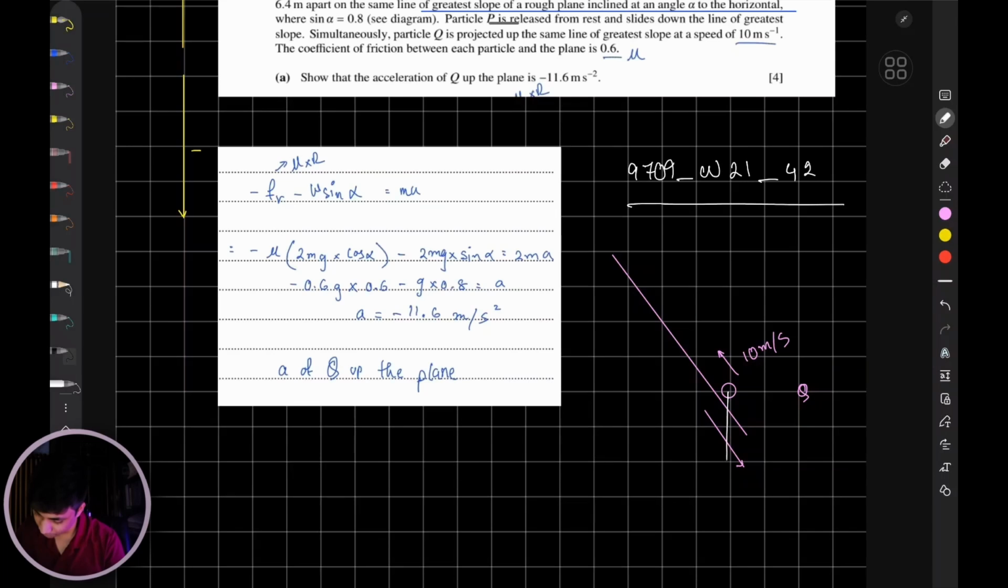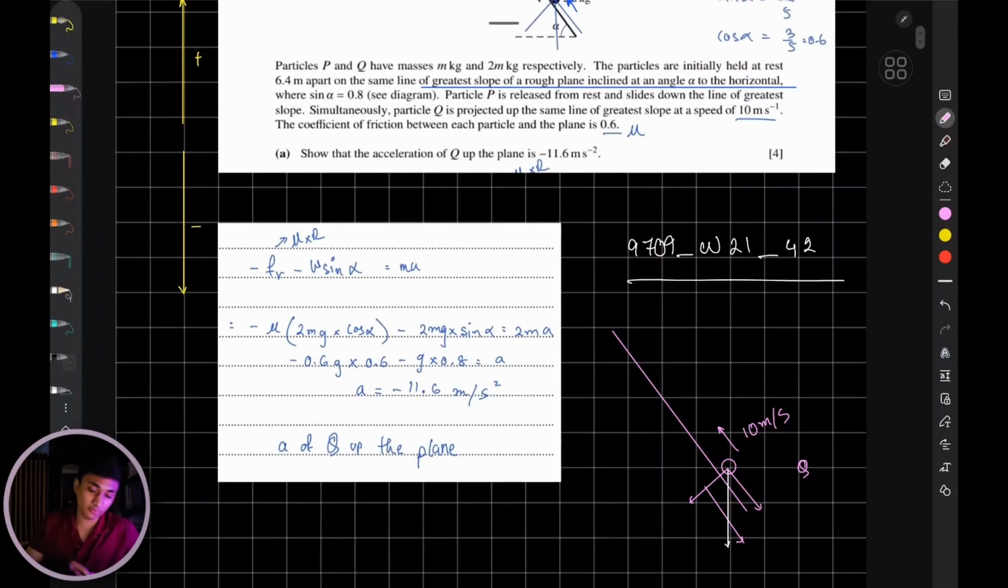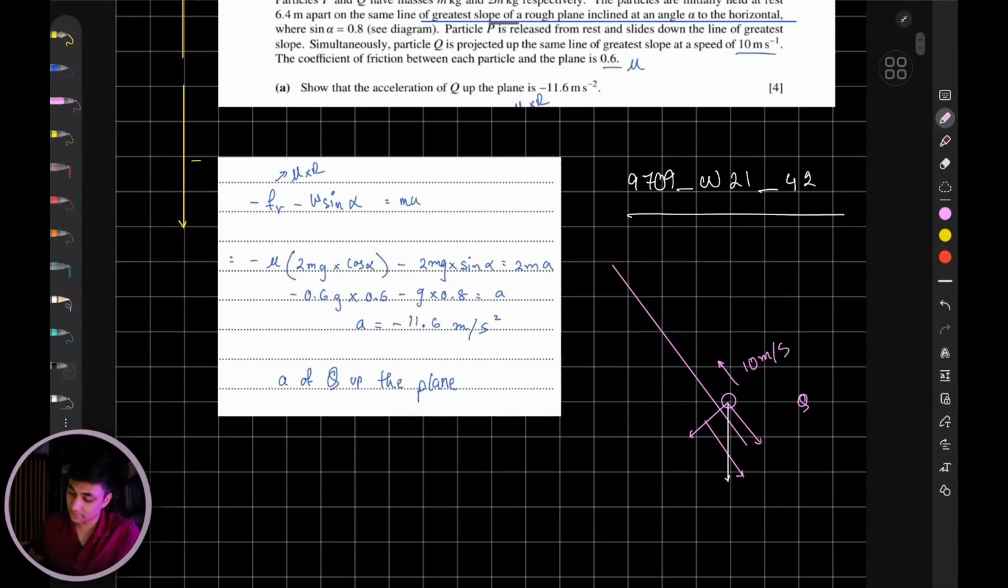This is your resultant weight, and it is broken down into two components: one perpendicular to the slope, the other parallel to the slope. The parallel component is used for your resultant force acting downwards. They want you to find the resultant acceleration of particle Q. For that, you're going to equate the resultant force equals ma.